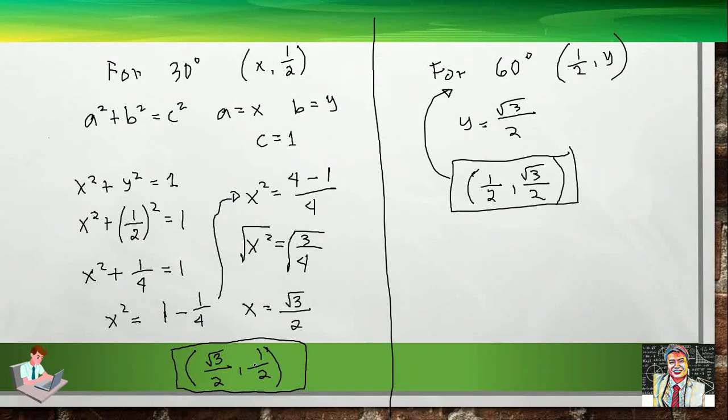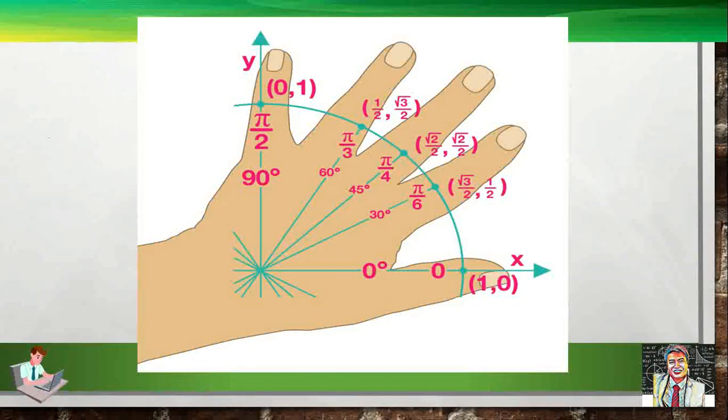Yan ha. So, next. Ayan, mas madali nyo siya matututunan using yung right hand nyo. Basta kabisaduhin nyo lang yan. Yan lang naman talaga actually ang kinakabisado. Pagkakabisado nyo yan, madali nyo na makukuha yung degree, coordinates ng other given degrees or standard degrees.